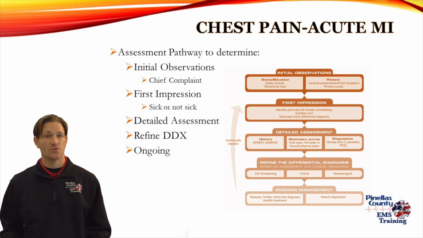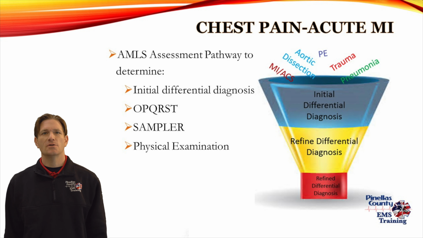We're going to go ahead and get the history. Onset, OPQRST is a very successful way to narrow down what the chief complaint is for the chest pain. Secondary physical exam including vital signs, diagnostic tools, and then you refine your differential diagnosis after completing the assessment. Ongoing assessment after treating and the results. Now we should be working through the pathway.